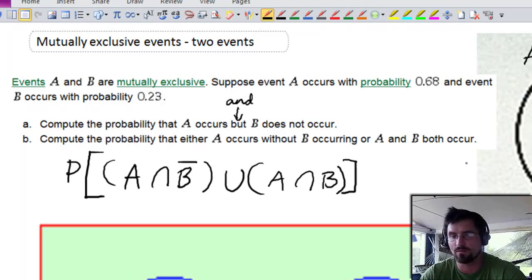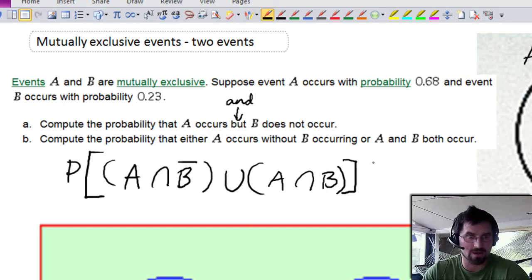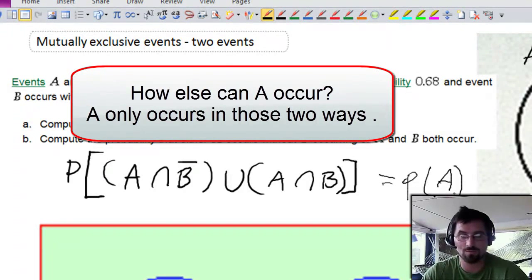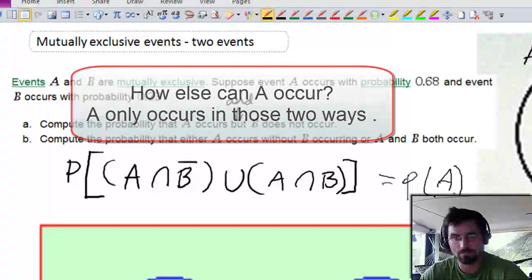So if somebody asks me, hey, Ken, what's the chance of you coming to this party with or without your wife? I'm like, why do you say with or without my wife? Those are the only two ways I roll. So why don't you just say, Ken, what's the chance of you coming to this party?